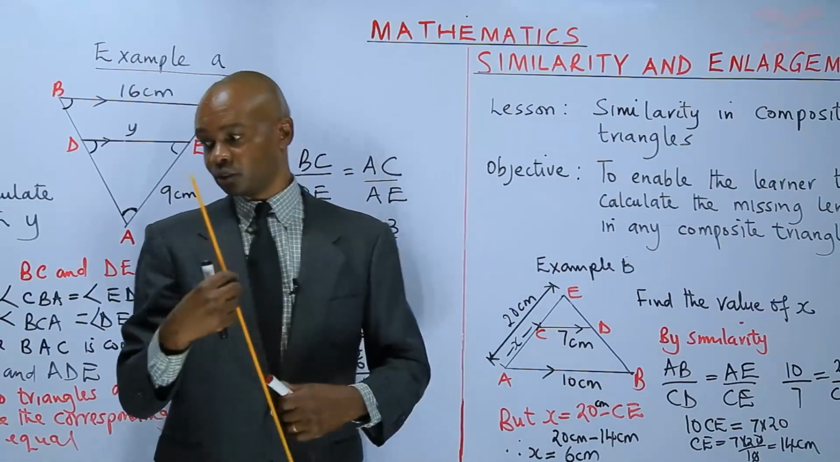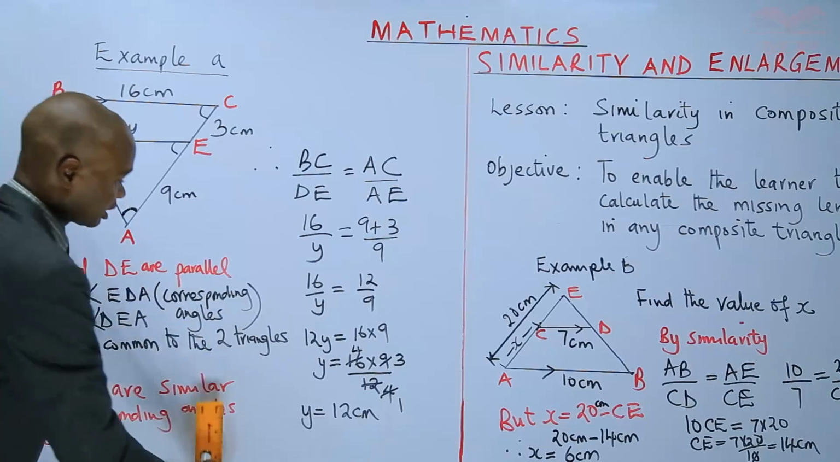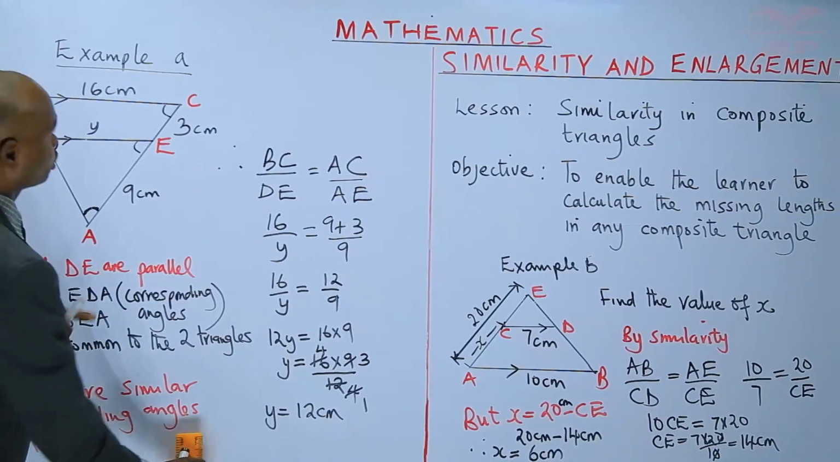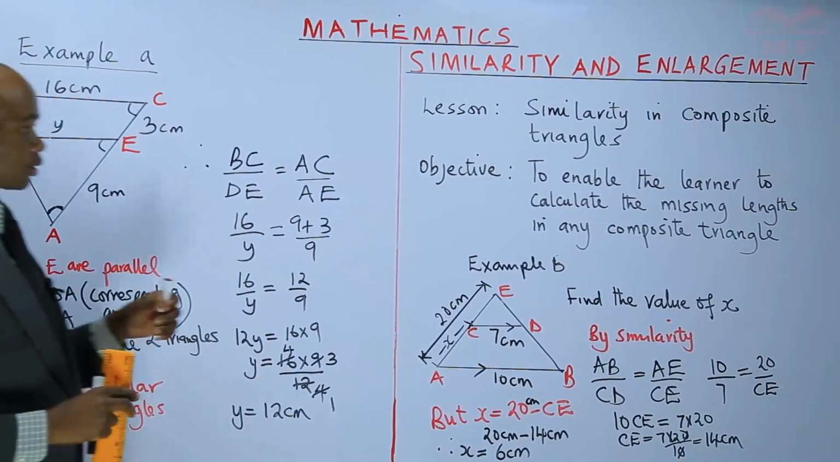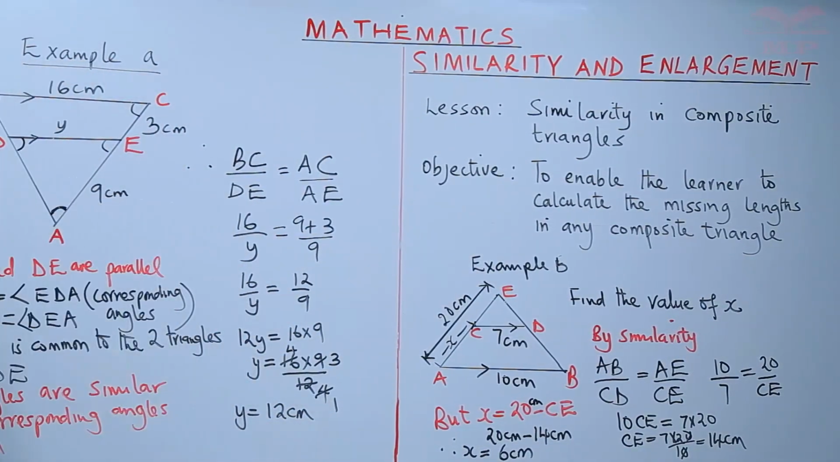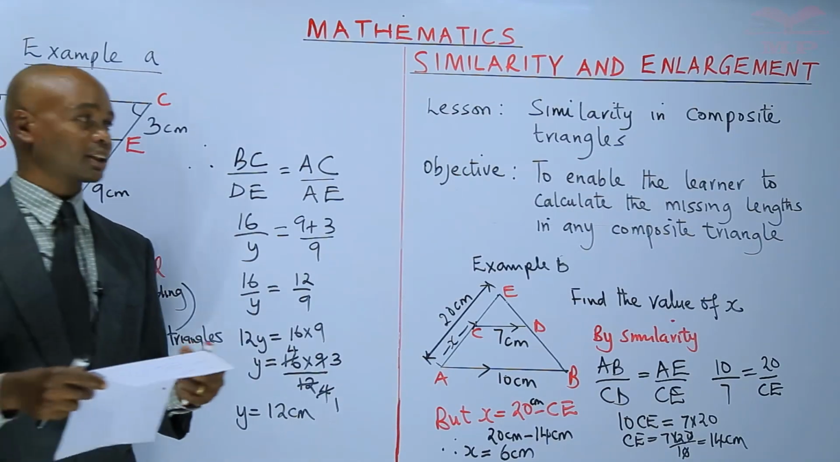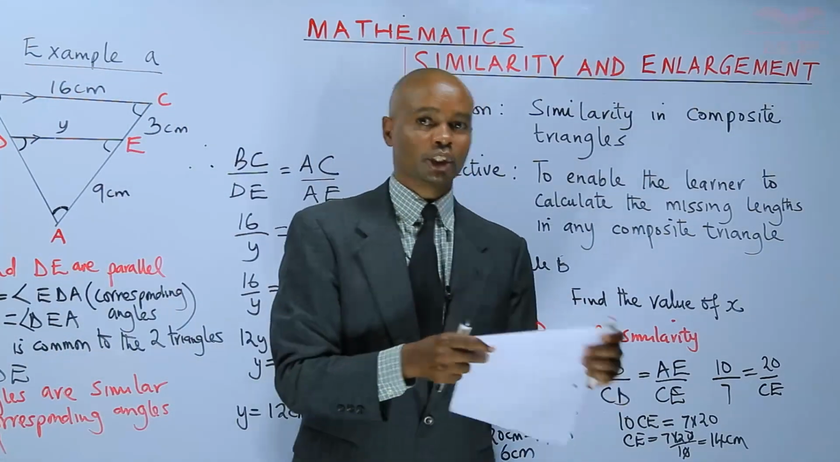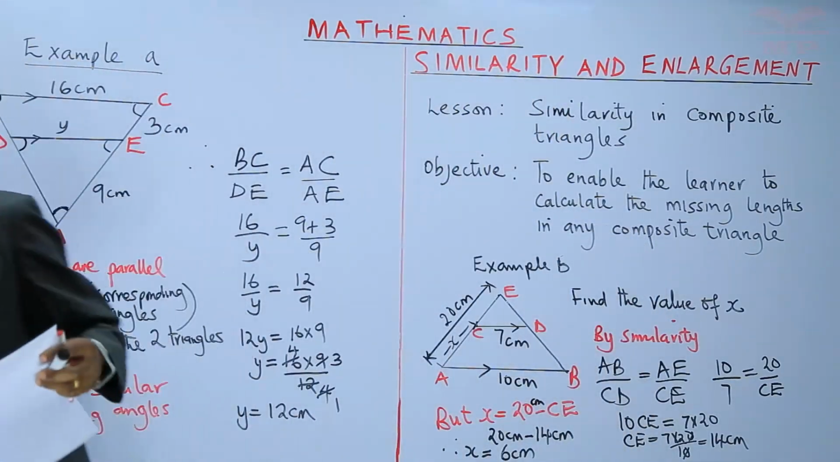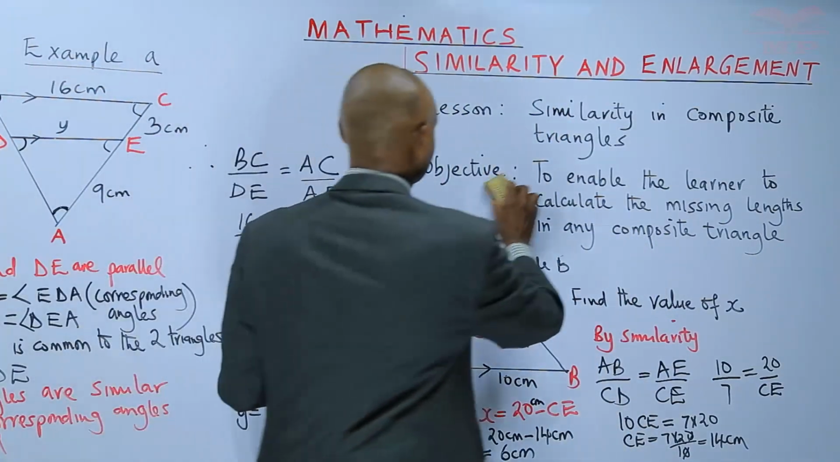So having objectively met that, we've solved 2 examples on composite triangles. It will be time for us to work out an assignment to accomplish that objective. So we shall create space for the assignment.